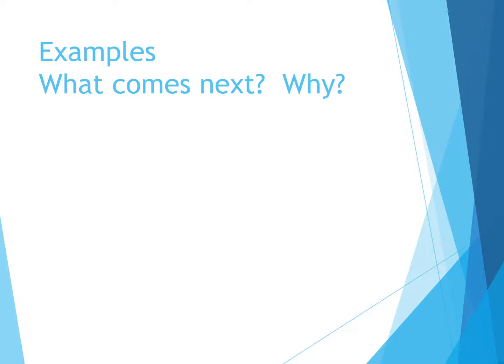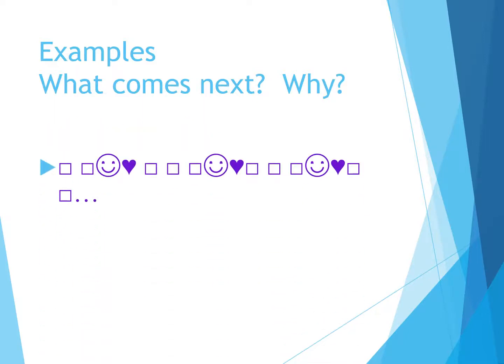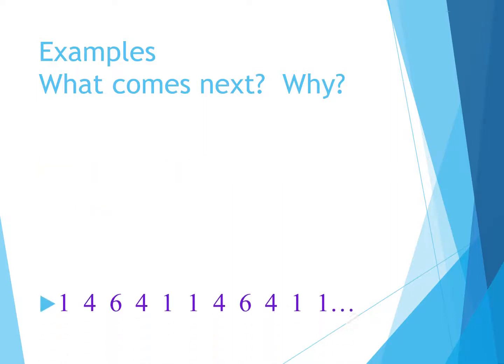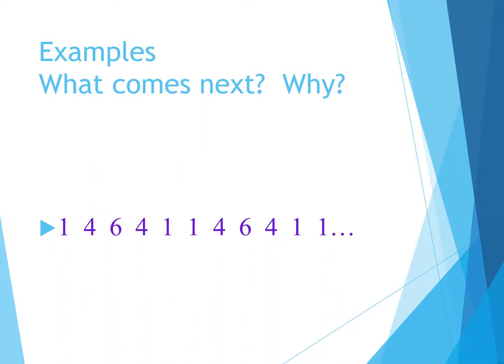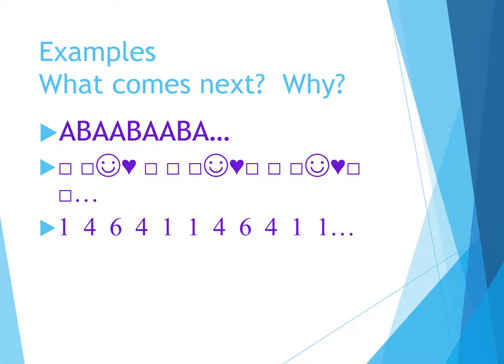So often we'll have some examples where we're given a pattern and we want to know what should come next and why. So here's one pattern. Then we have another one. This one is not made of letters, but it's made up of figures. And then another pattern where we might want to see what comes next is this pattern of numbers. If we look at these, we can see that things are kind of being repeated.